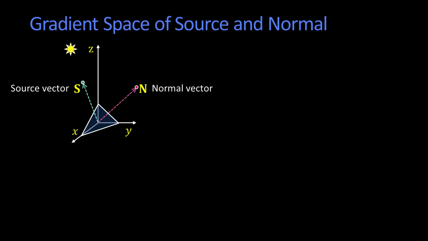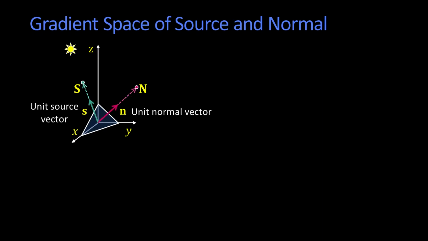Let's suppose I have two vectors. So I'm working from a point. I've got a vector S that's in the direction of my source, and a vector N that's in the direction of the normal of the surface. All right? Well, those vectors are whatever they are.